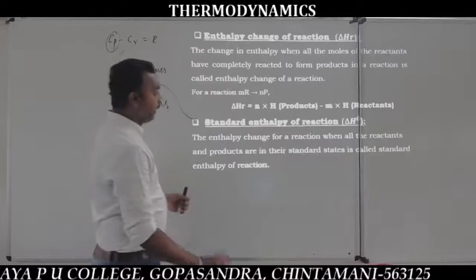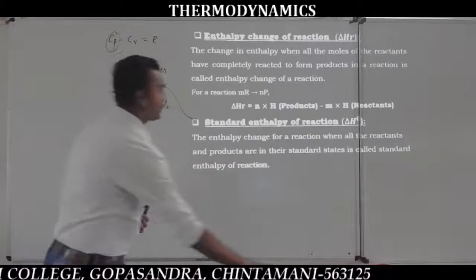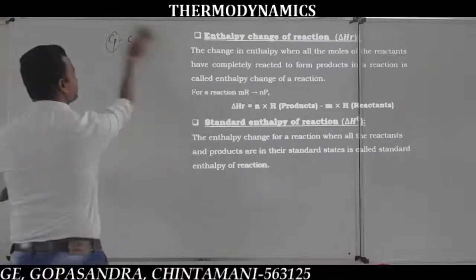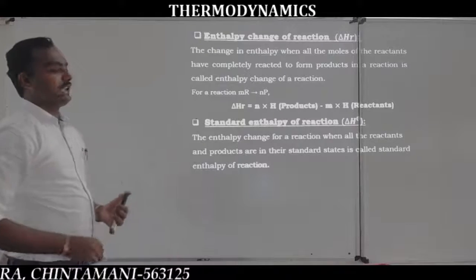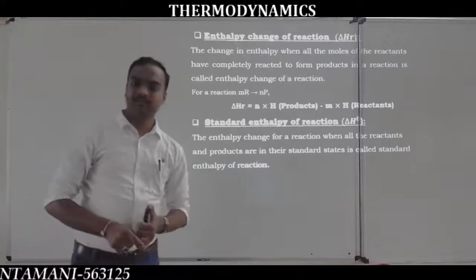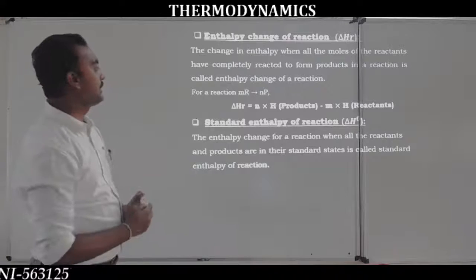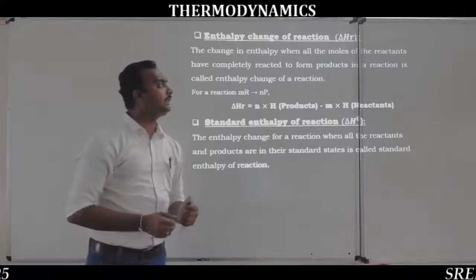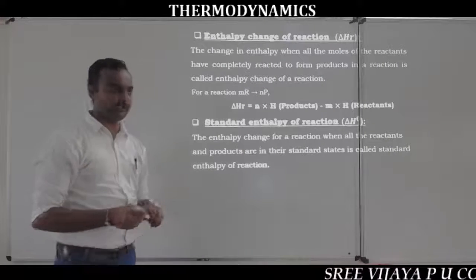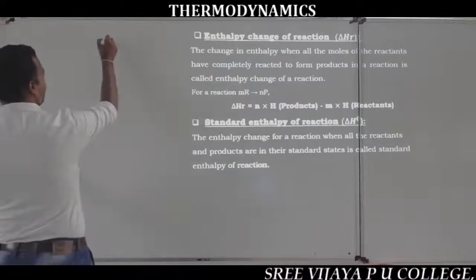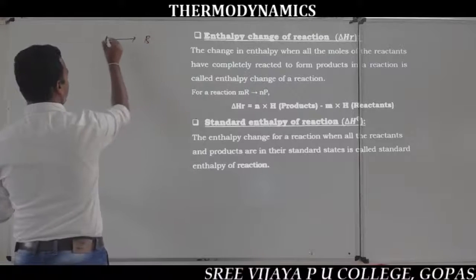Okay, next is enthalpy change of reaction. So what is enthalpy change of reaction? That is delta HR. R represents reaction, delta H is the change in enthalpy. The change in enthalpy when all the moles of the reactants are completely reacted to products in the reaction. So for example, let me take A converted into B.